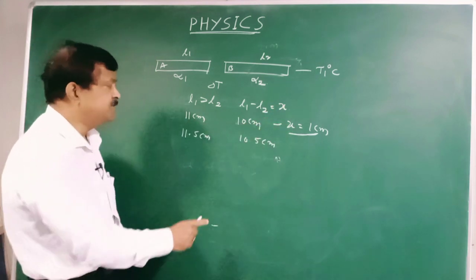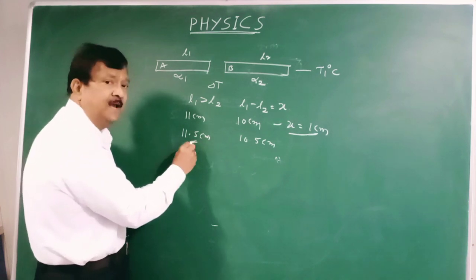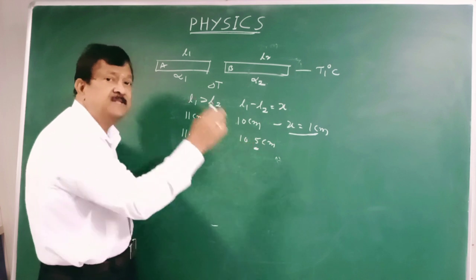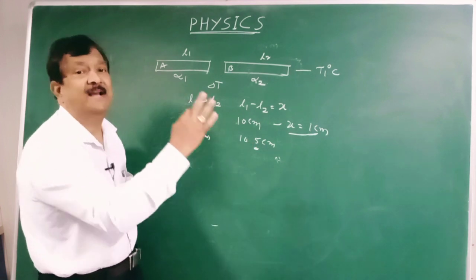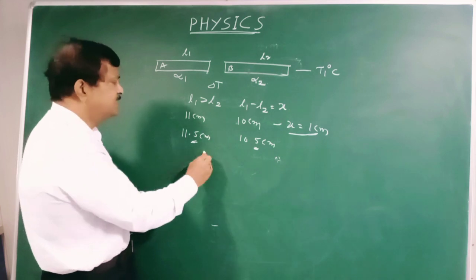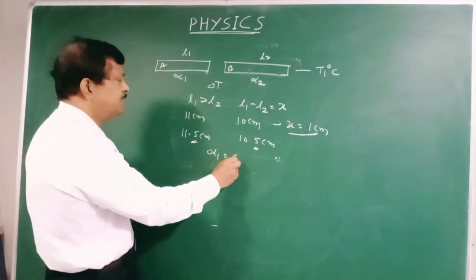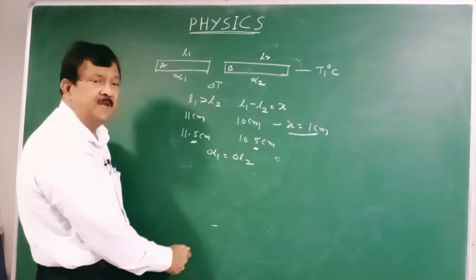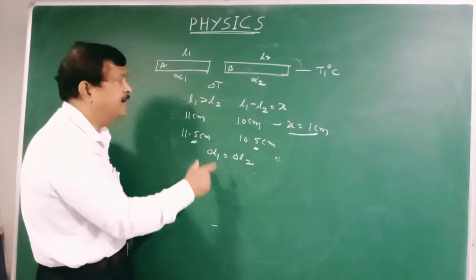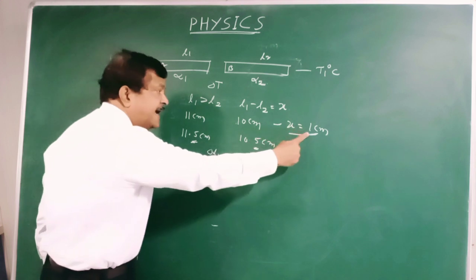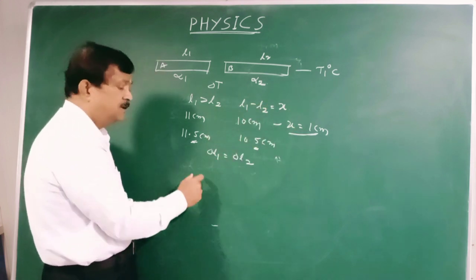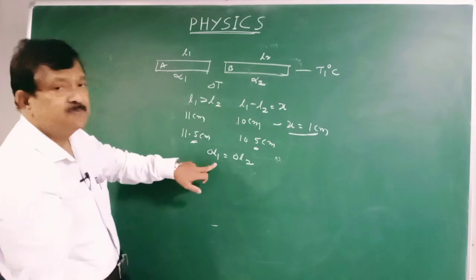the required condition is, what is the change in length here? 0.5 centimeter. Here also it is 0.5 centimeter. That means their expansions must be equal. That is, delta L1 must be equal to delta L2. If the expansions of the two rods are equal, then only the difference in their lengths can be maintained as a constant.